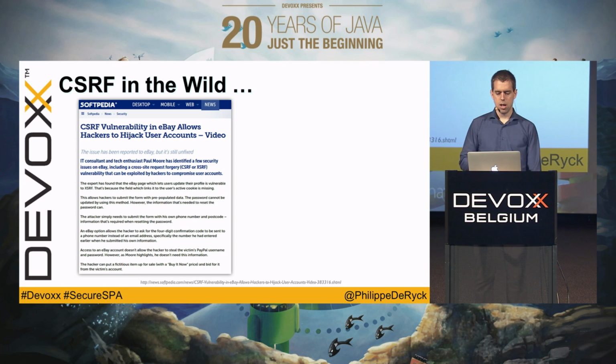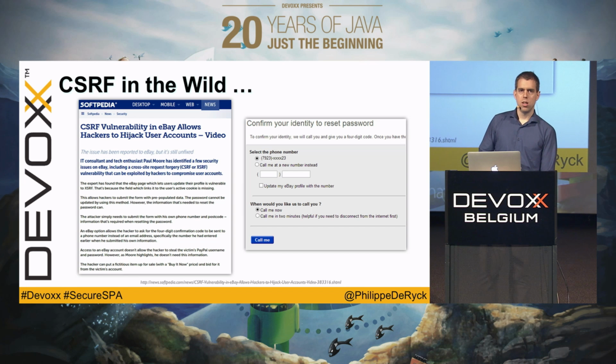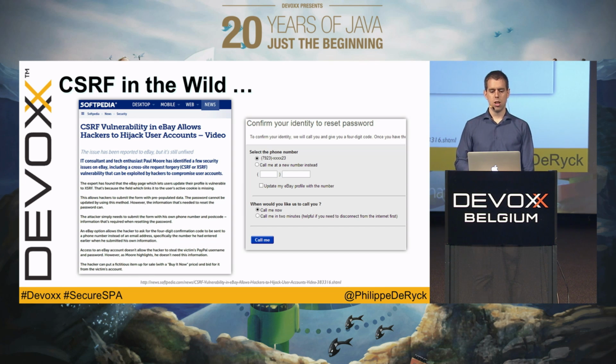You never notice it. And then they used the reset password feature, which used some of these things that the attacker has modified before. So, for example, call me on a phone number. But the attacker just changed the phone number using CSRF to his own, and eBay would call the attacker to reset the password on your account, which is not the goal of this feature.